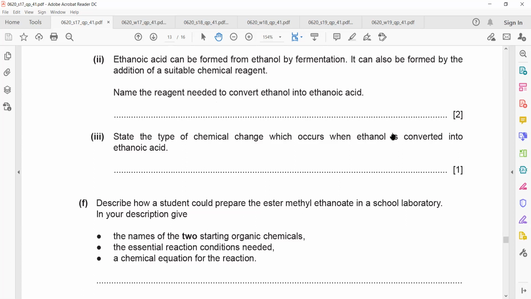So we have to add an oxidizing agent. So what reagent do we need for this? For oxidation of alcohol, you will always mention acidified potassium manganate 7. Because acidified potassium manganate 7 is a better oxidizing agent as compared to potassium dichromate 6. That's why you will always find potassium manganate 7 there.